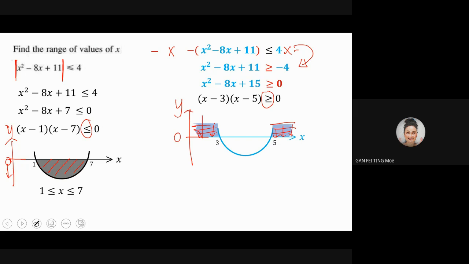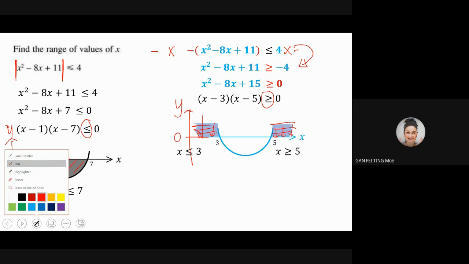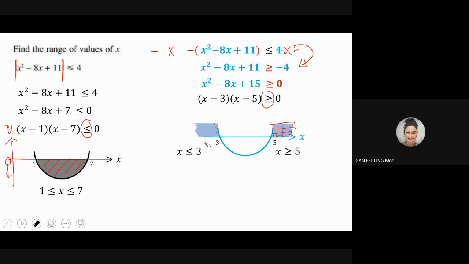So therefore, you will get your answer: x is less than 3, or x is greater than or equal to 5. Why the sign of equal? Because the question has the sign of equal, so you follow. Okay, I make the rest a bit nicer so that you can see.